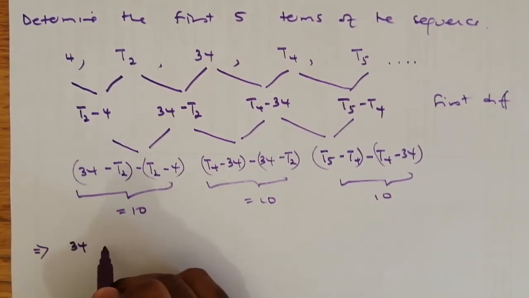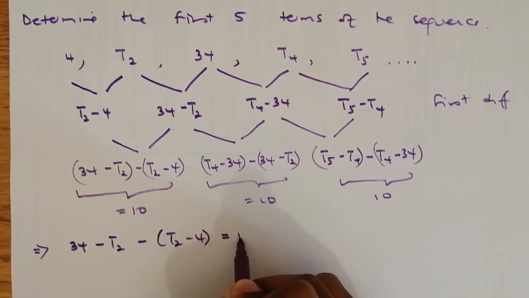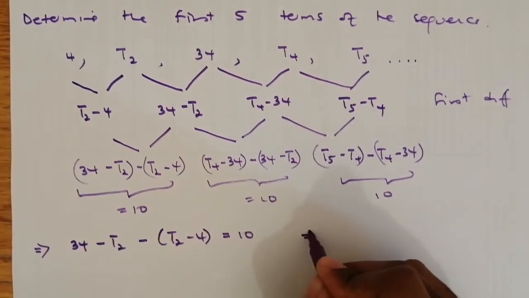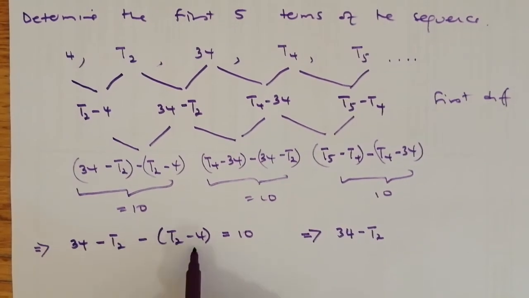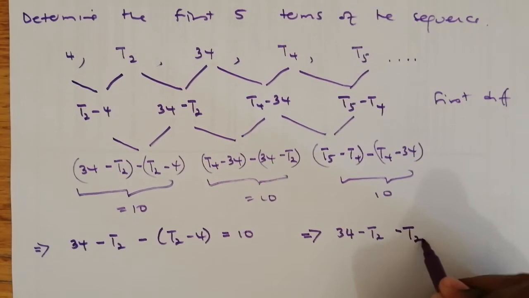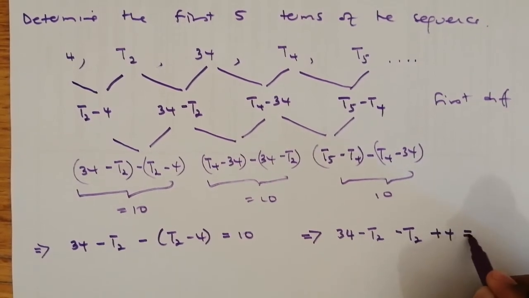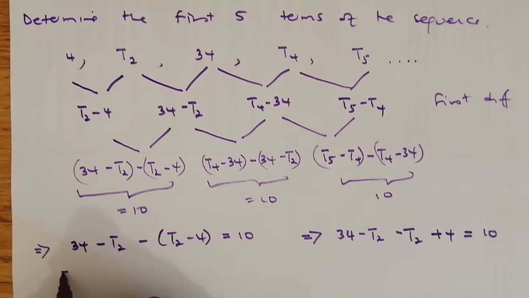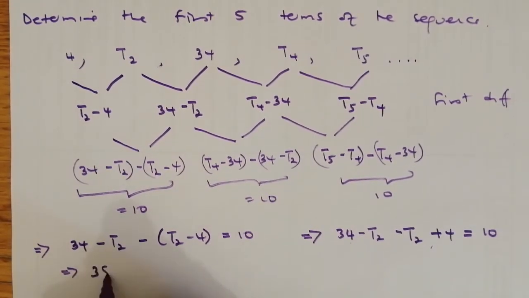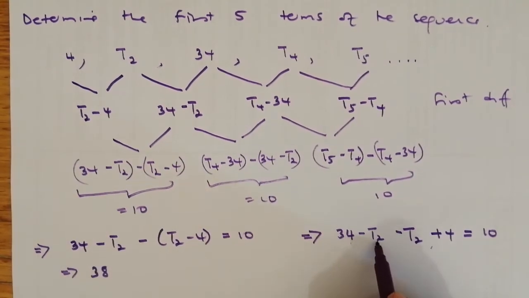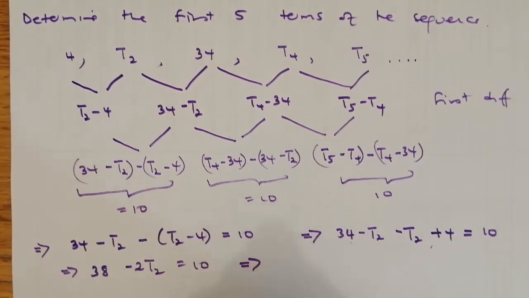So 34 minus T2 minus (T2 minus 4) equals 10. This negative will be distributed inside the bracket, so minus T2, and minus multiplied by a negative 4 is a positive 4. That equals 10. So we continue: 34 plus 4 is 38, then minus T2 minus T2, it's minus 2T2. This equals 10. So we are close to finding our T2.